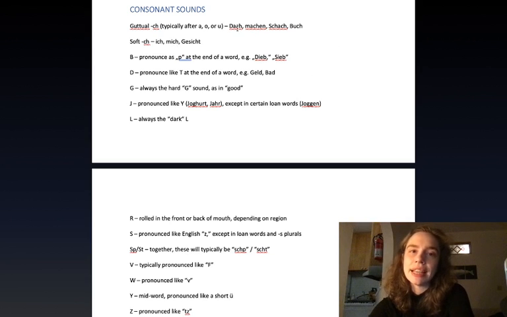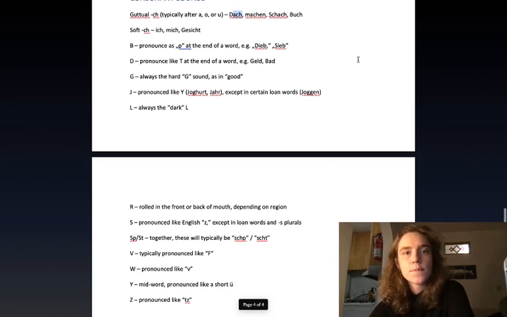Sometimes the CH is more pronounced than in others. If you see it in the middle of a word like machen, you barely hear it. But if it's at the end of a short word like Dach, Schach, chess, then it's more forwards.